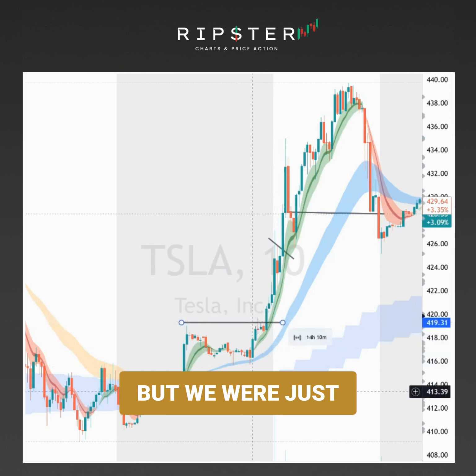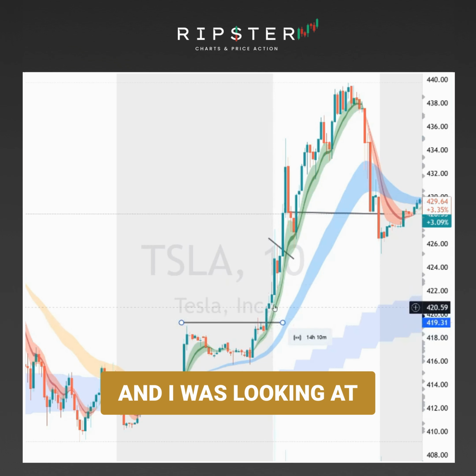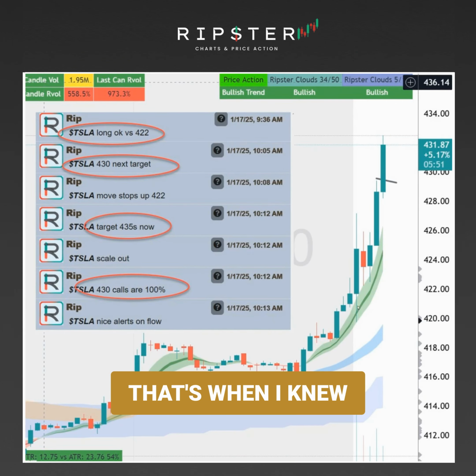We were looking to long it, but we were a little cautious because it's pushing higher from the risk levels. I was looking at the best level to enter there, so we were a little patient. When I saw this swipe candle, that's when I knew this is going to go, and that's when I told everybody it's okay to long. Your stops are at 422s, then 430 target, 435 target.